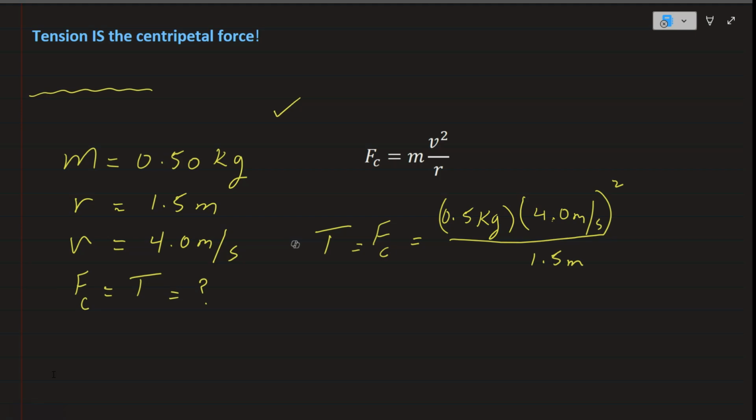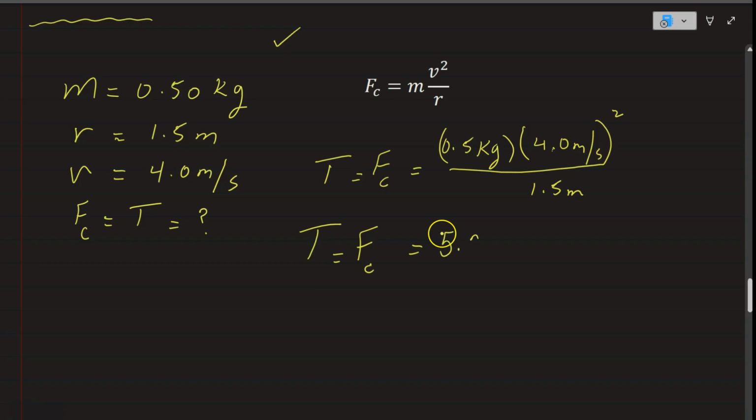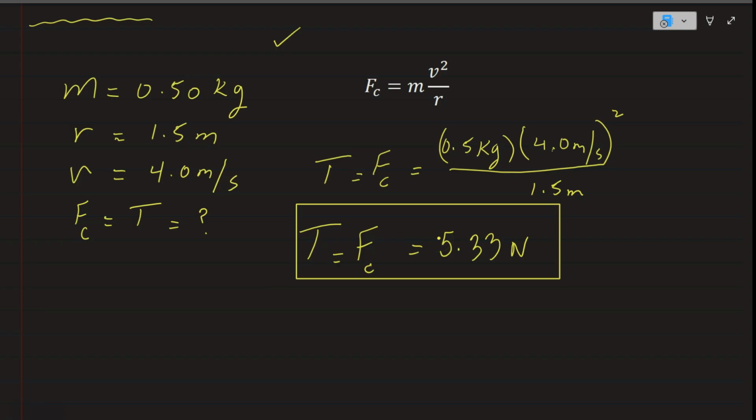And so here are the values being plugged in, and once you do that, you get the tension, or the centripetal force inward motion, is 5.33 Newton. Okay, and it is inward motion. Very good. Let's look at the next question.